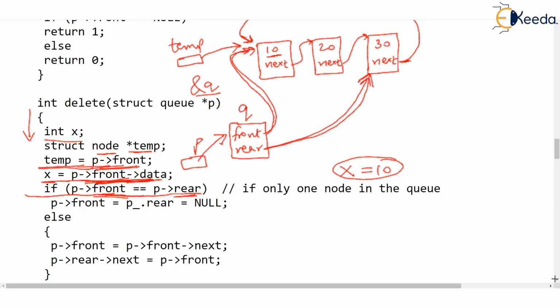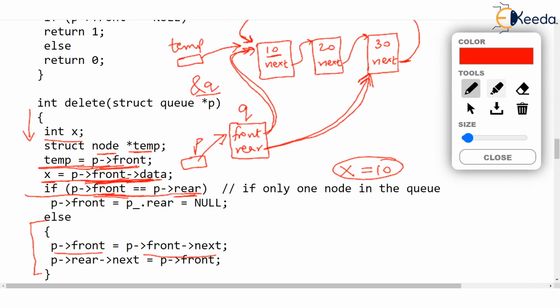That means they are not pointing to the same node, isn't it? So we are going to land in else, and in the else we have written p arrow front equal to p arrow front arrow next. Now this is obvious. Everybody knows this. Come on, you tell me, if we are going to delete this value 10, then 20 should become front. That means whatever is the front's next right now, that next should be where the front points. So I am updating this front pointer, and this front pointer no more points to 10 but points to 20.